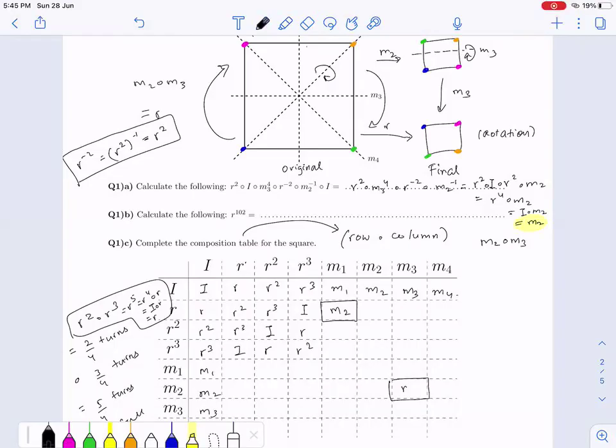Now r to the 102 can be broken down as r to the 100 composed with r squared. R to the 100 can be written as r to the 4th composed with itself 25 times. But then r to the 4th is the identity transformation, which is nothing. And then this is just r squared again.